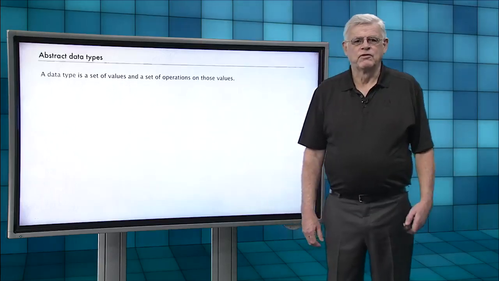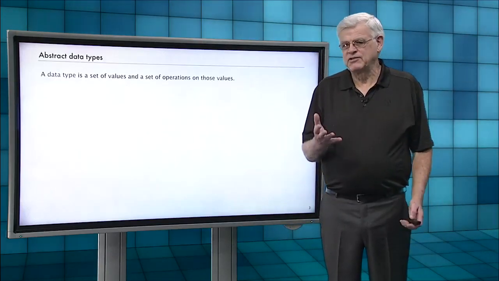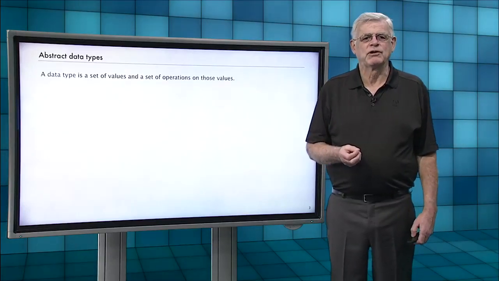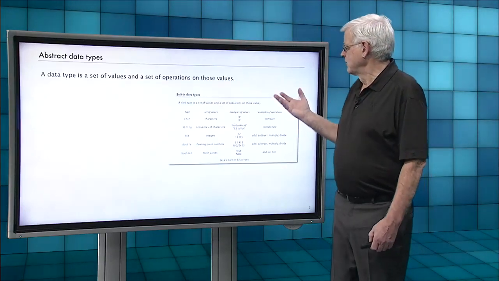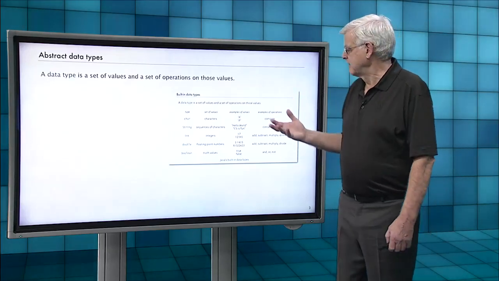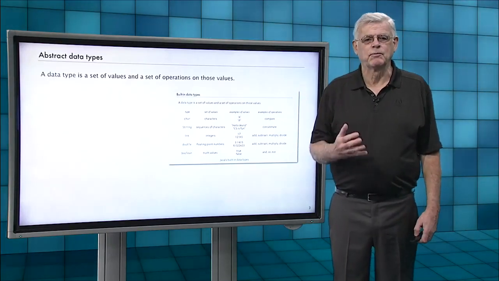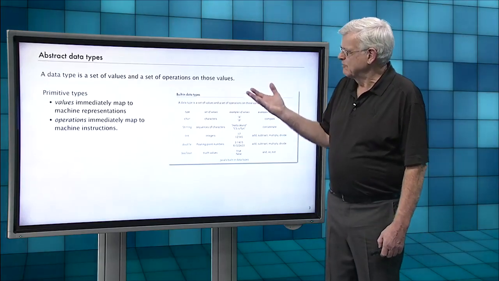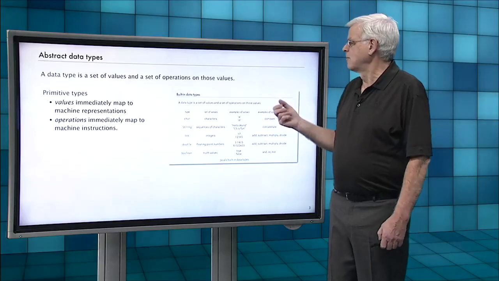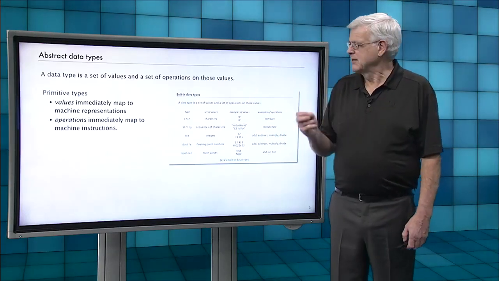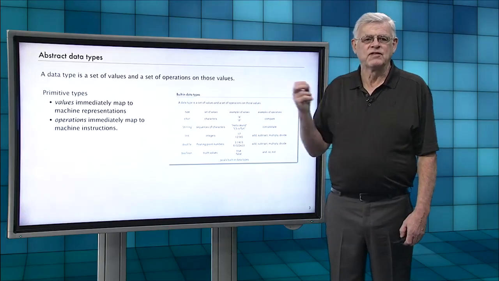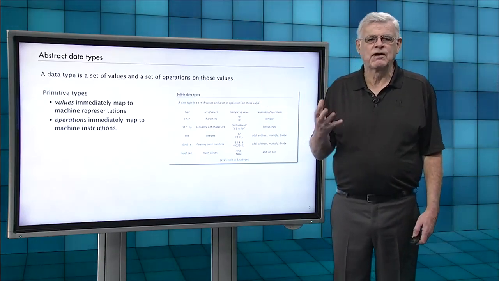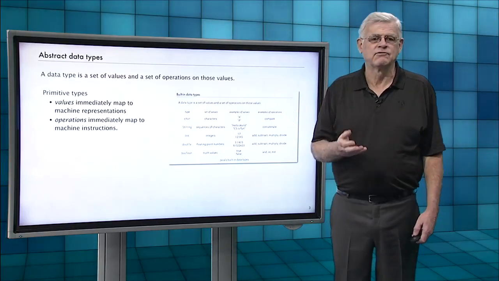Let's start with a brief overview. First, a basic definition. We talked about this before. A data type is a set of values and a set of operations on those values. And we looked at a number of Java's built-in data types, and that's what we've been using as the basis for composing our programs up to this point. In the primitive types in Java's language, like int and double and so forth, the values immediately map to machine representations, and the operations immediately map to machine instructions. So programs that use these are very efficient. That's part of the design of Java.